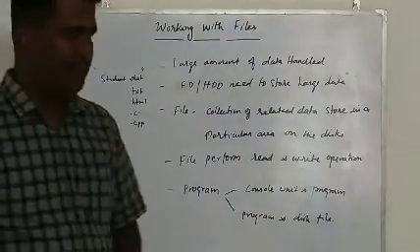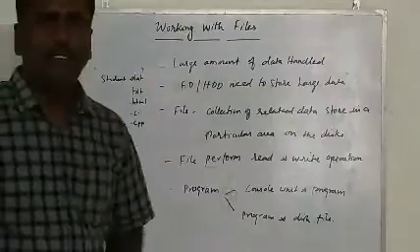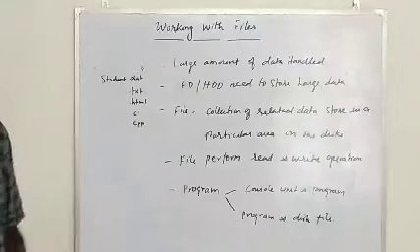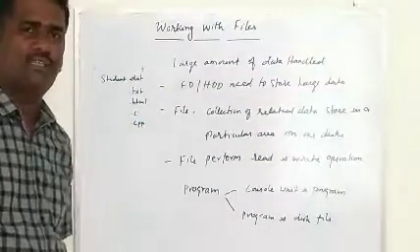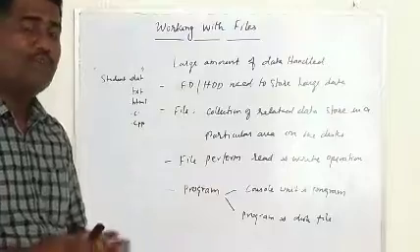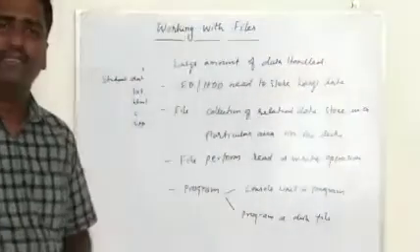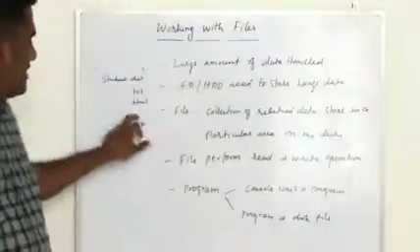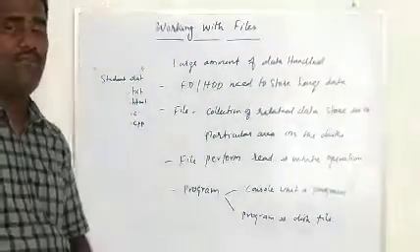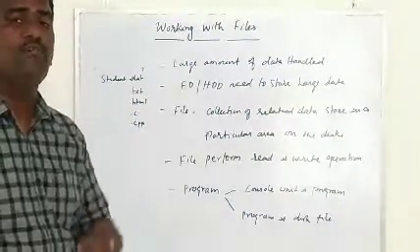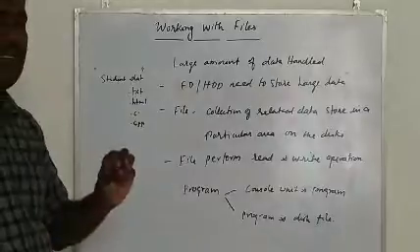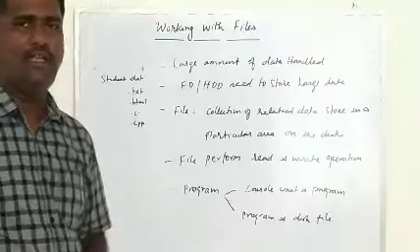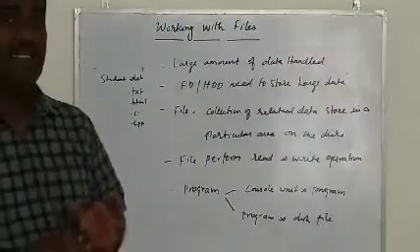Suppose I give the file name student.date. Here student is the file name, and date is the extension of the file. The extension tells us what type of file student is: a data file, text file, HTML file, C file, or C++ file. So the extension indicates what kind of file it is. The file name has two portions: the first portion is called the file name, the second portion is called the file extension.